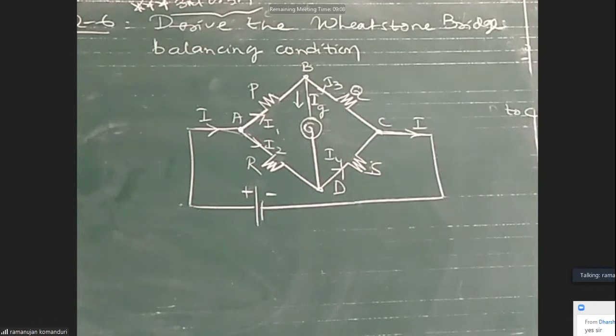Have you understood what I told? So under the condition, what happens? Ig becomes 0. Okay. So if Ig has to become 0, then how should we take P, Q, R, S? That is what is being asked. How should we take the values of P, Q, R and S? So that is what we mean by the balancing condition. So in the balancing condition, the current flowing through the galvanometer is zero. That is what you should understand.